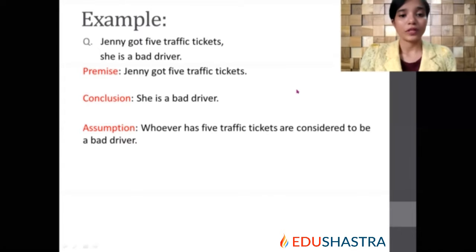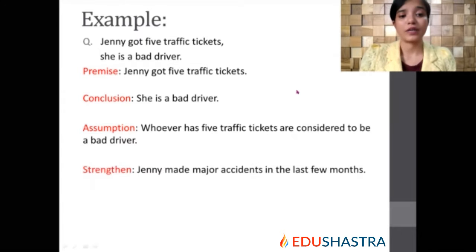Talking about the next point, I have strengthening and weakening. So what is strengthening? In strengthening, you will support the author. What is the author's decision? Bad driver. So you'll have to prove, yes, Jenny is a bad driver. So Jenny made major accidents in the last few months. You can come up with more strengthening points. You can also say Jenny always disobeys the rules, or you can also say that Jenny always drinks while driving, or Jenny had killed 5 people, that's why she got 5 traffic tickets. So all these points make me think that, okay, maybe Jenny is really a bad driver. So you're supporting the author.